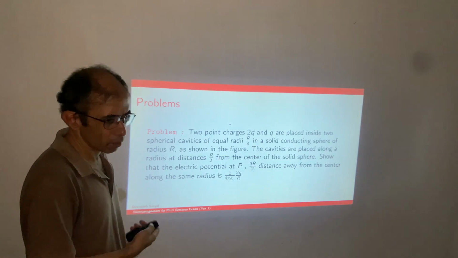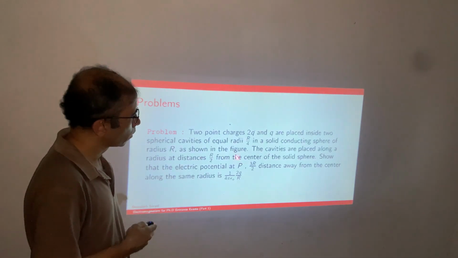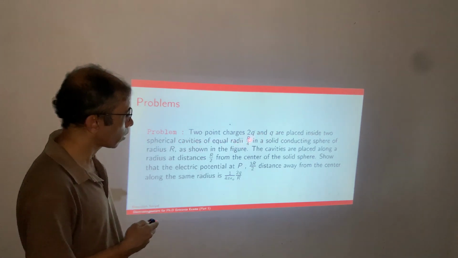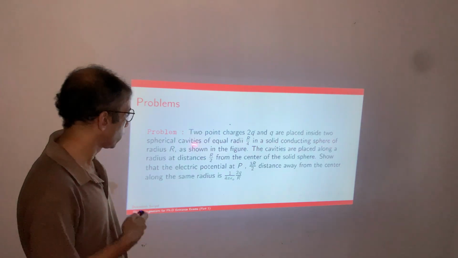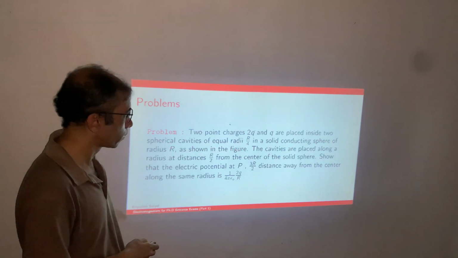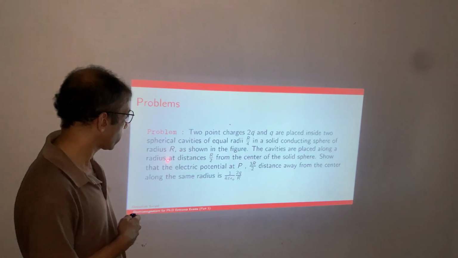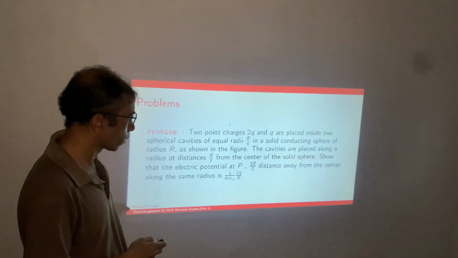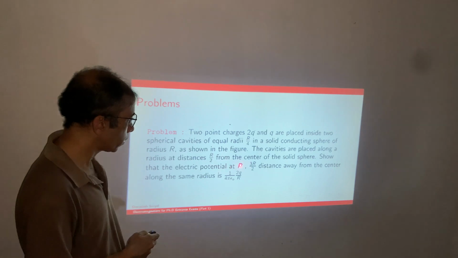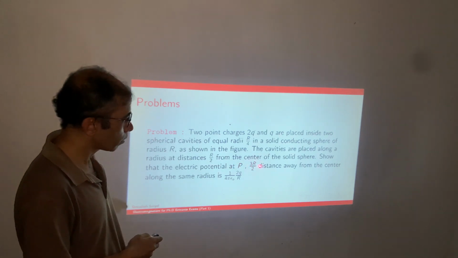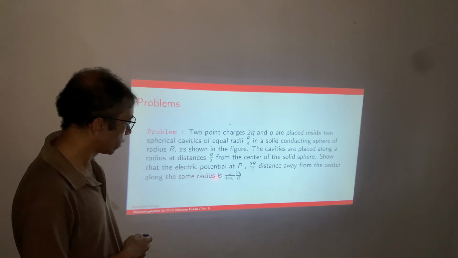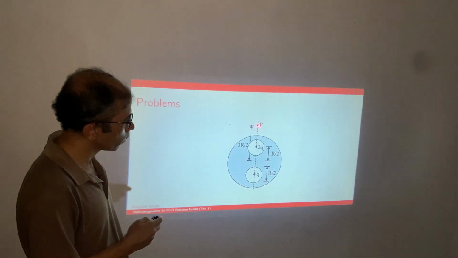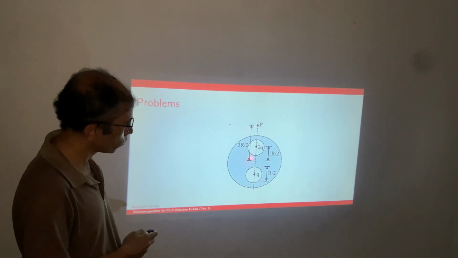So now we go to the last problem of today. Two point charges 2q and q are placed inside two spherical cavities of equal radii r by 4 in a solid conducting sphere of radius r as shown in the figure. The cavities are placed along the radius at distances r by 2 from the center of the solid sphere. Show that the electric potential at P, which is at a distance of 3r by 2, is 1 by 4 pi epsilon 2 q r. So this is where to find the potential. This is at a distance of 3r by 2.